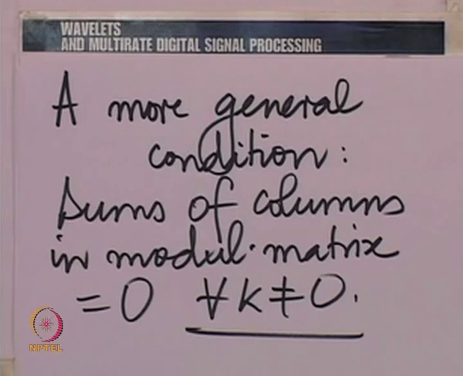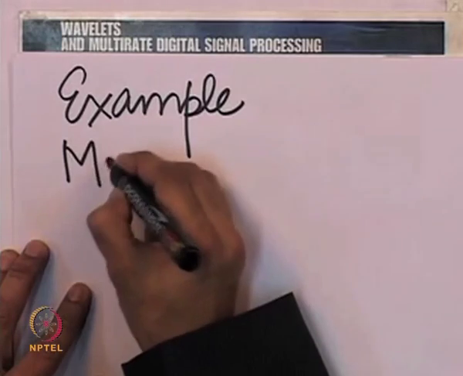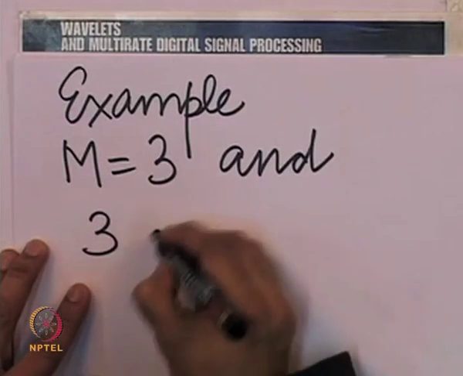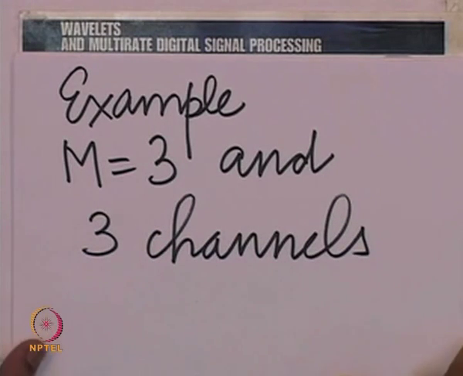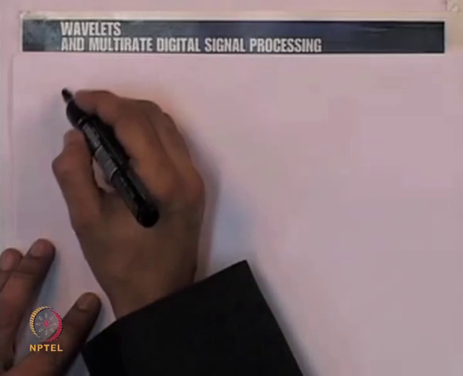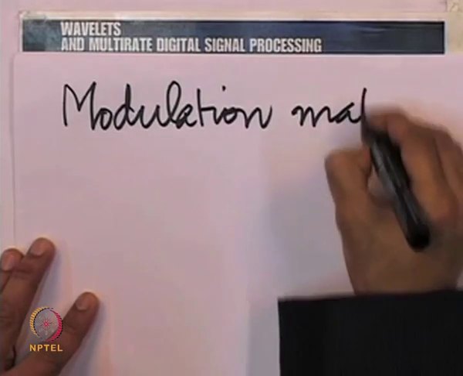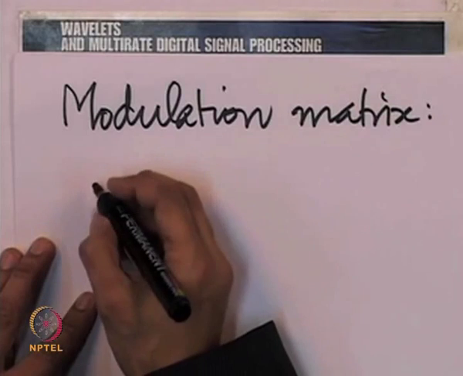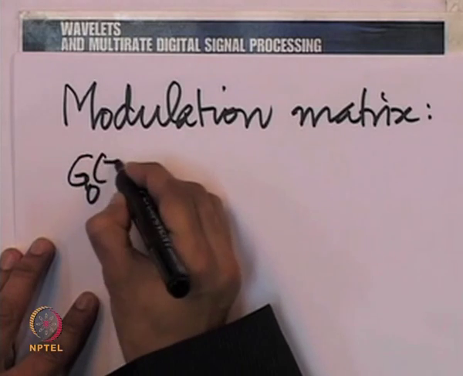Now, before we conclude the discussion on this approach of modulation, to fix our ideas, let us consider the concrete case where we have a 3-channel filter bank with M equal to 3. Let us write down the modulation matrix explicitly. So, the modulation matrix is going to have the form, well, it is easy to write it down as a diagonal matrix times another matrix.